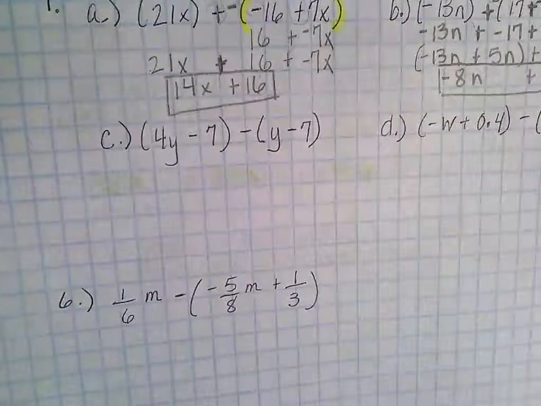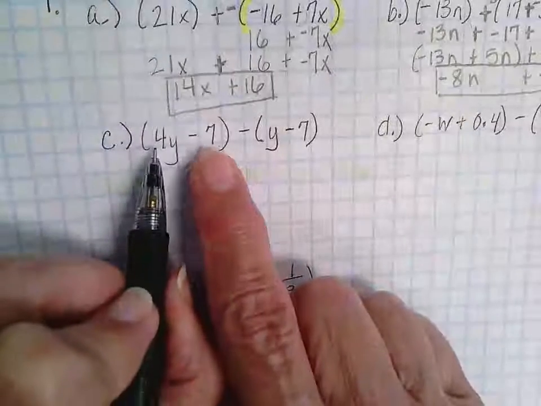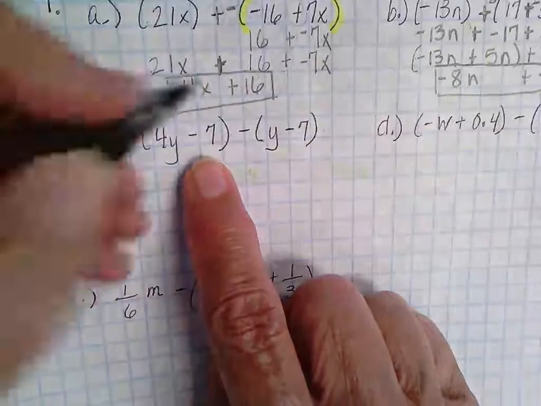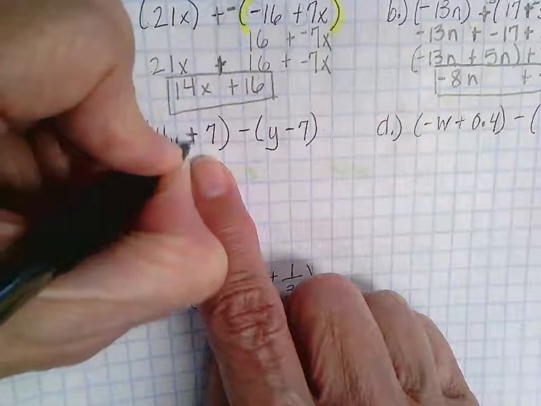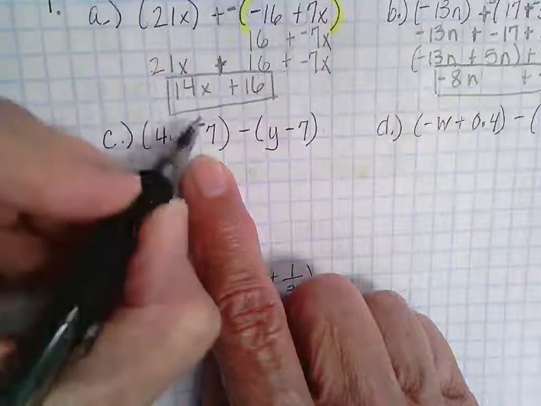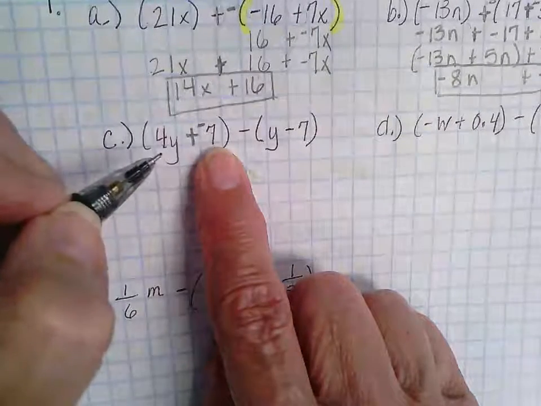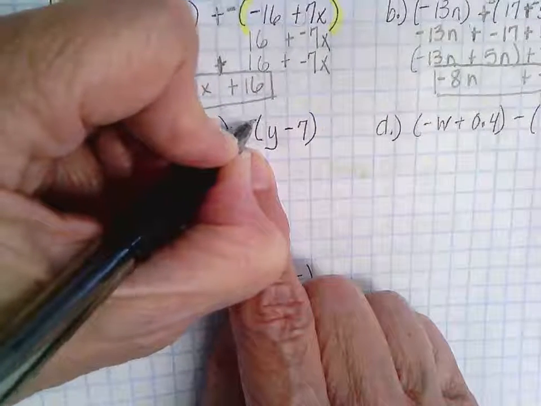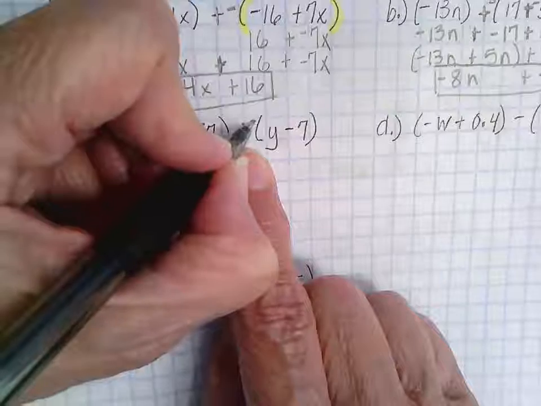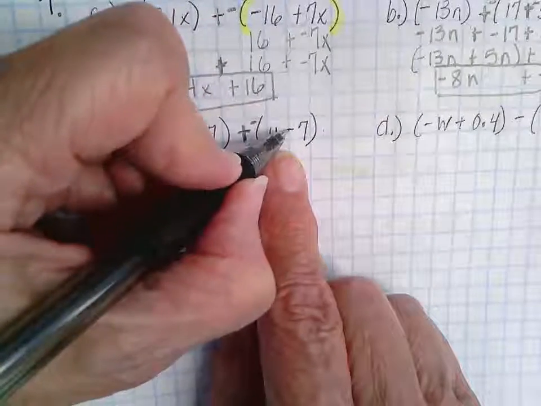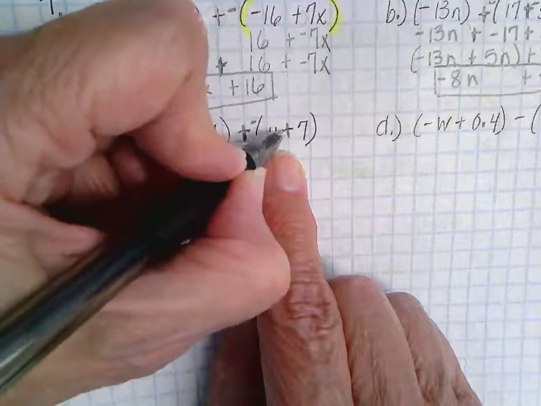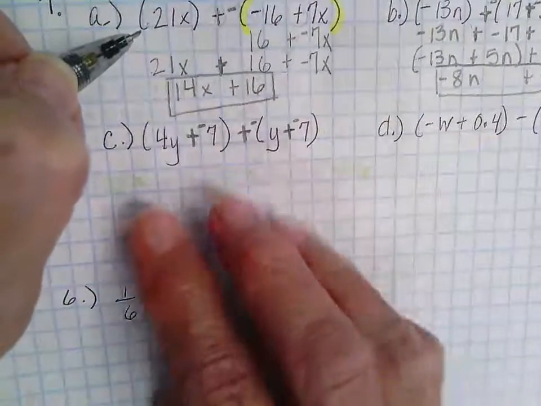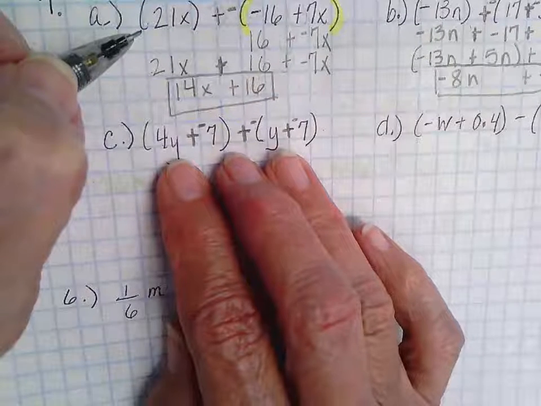Number 4. I have 2 expressions. Both of them have 2 terms. But the first thing I'm going to do is go through and change all of these subtractions, which changes the sign on the next number. I'm going to change this to a subtraction, which changes the sign outside the parentheses. This subtraction is changed to a plus, and it changes the sign on the next number. So now I've got everything as an addition.